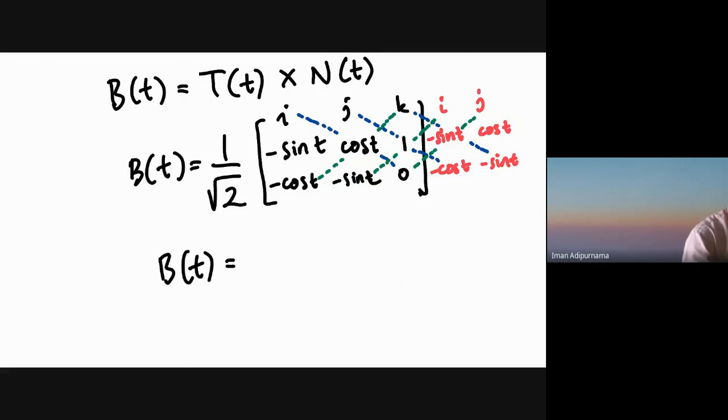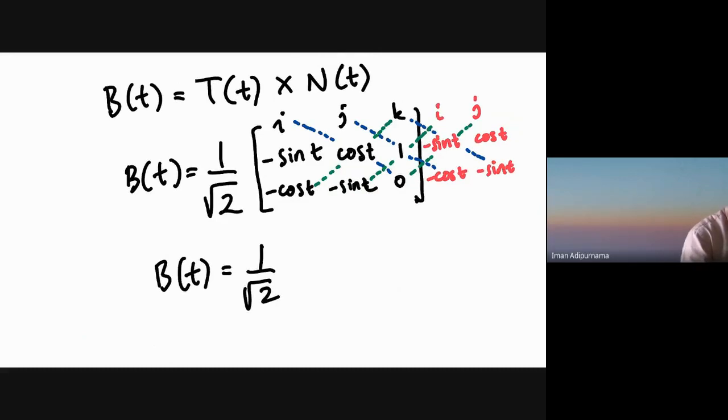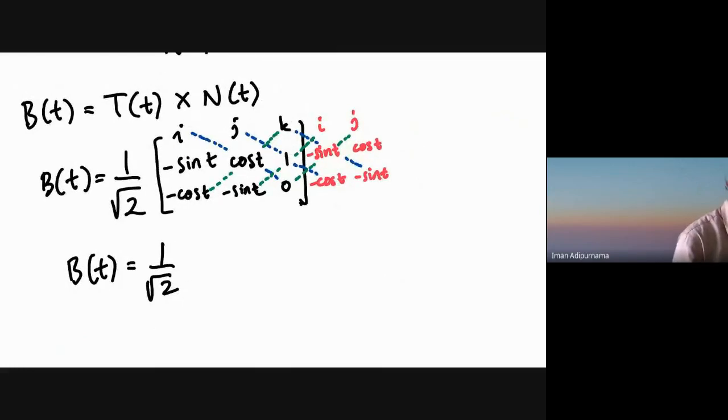Then you will have negative cos t for j, and then cos square t plus sin square t for k, so it's 1. And then minus sign, so it's positive sign for i. So I will get sin t, negative cos t, and 1. Okay.